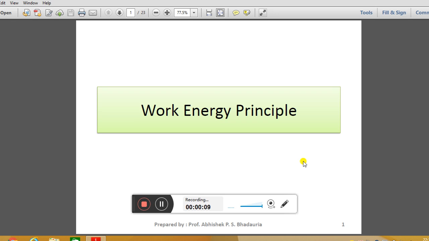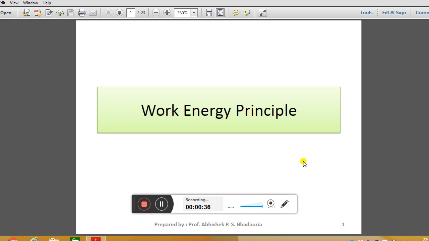So basically in kinetics of particle, we will study four different methods. One is Newton's second law, second is the D'Alembert principle, third is the work energy principle, and fourth is the impulse momentum method. In the previous topic we have already discussed Newton's second law and D'Alembert principle. So today we will discuss the work energy principle.